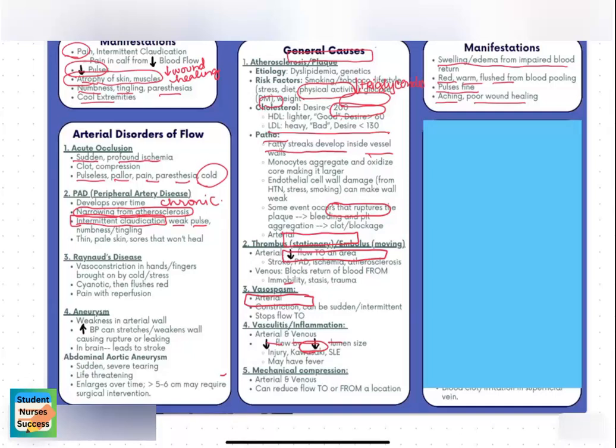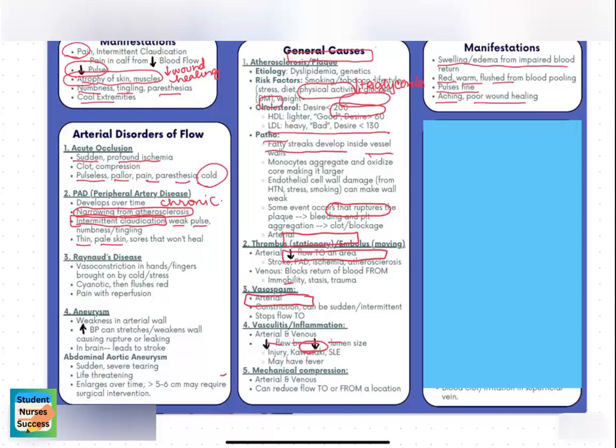Patients with peripheral artery disease often have thin, pale skin in their legs or extremities, and if they have an injury or a sore or a wound, it will not heal because they're not getting a lot of nutrients to that area with the decreased blood flow. The third arterial flow disorder is Raynaud's disease.